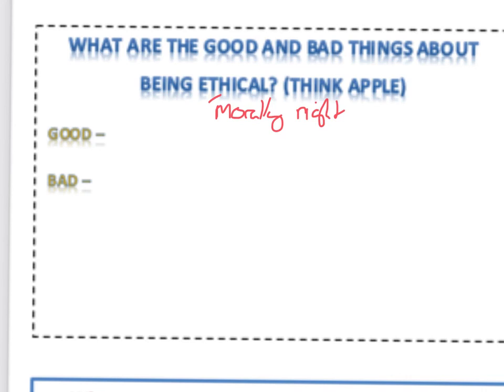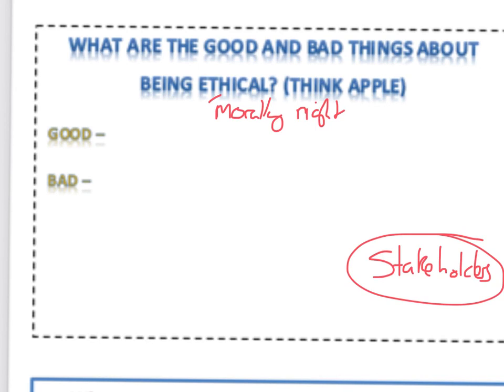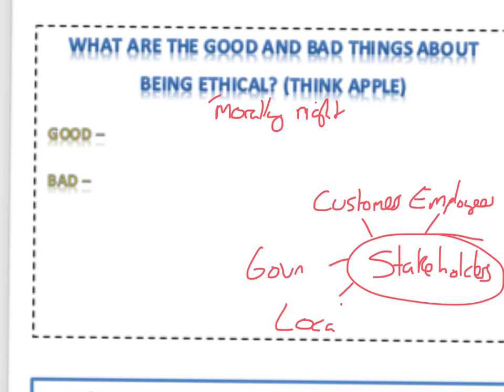Now, I like to think about different stakeholders when I think about this, because it's just easier. So I'll just write some stakeholders, because a stakeholder is someone who's got an interest in the business. So I might say employees, customers, government, local people, and then finally suppliers.